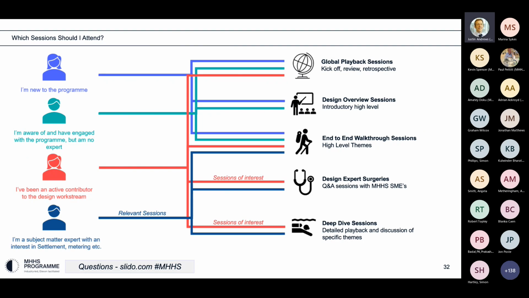And then the next slide we're going to finish on is about where you believe you should be attending these playback, design or deep dive sessions. As you can see, it ranges from 'I'm new' right down to 'I'm a subject matter expert with an interest in metering, settlement, processing', and therefore these are the sorts of sessions that I'd be interested in.